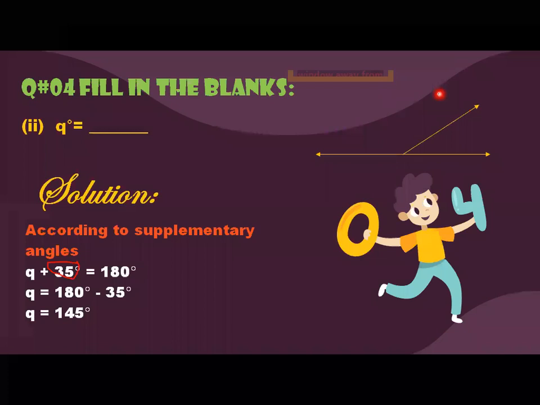Now this angle is of 35°, so you will label it according to the given measurements in your book. Just suppose first you will write here, this is S, this is Q, this is R, and this is P. Now this angle is of 35°, and this angle is now equal to 145°. So this is our answer. Okay. Now move on to the next one.